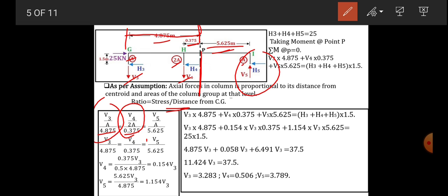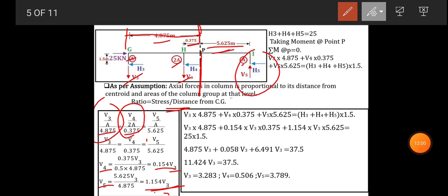So by simplifying this one, we have the values of V4 and V5 in terms of V3, and those values will be: for V4 it is 0.154 V3, and for V5 it is 1.154 V3.